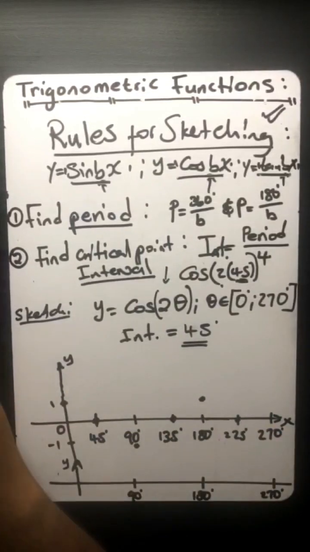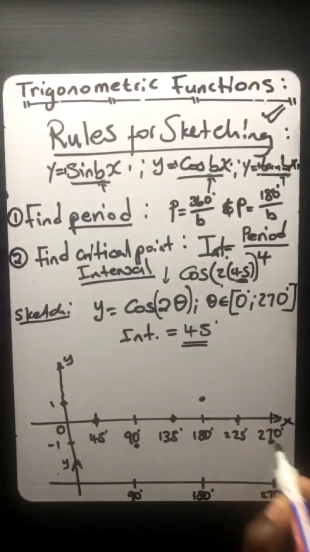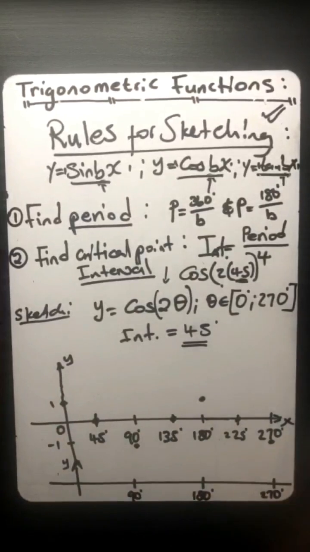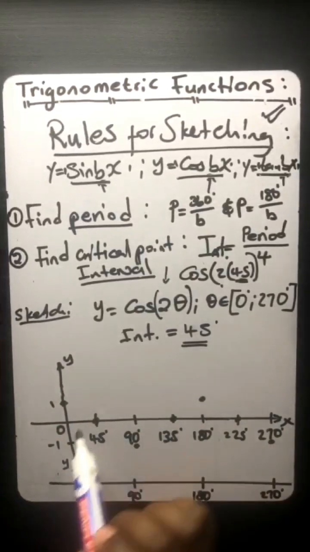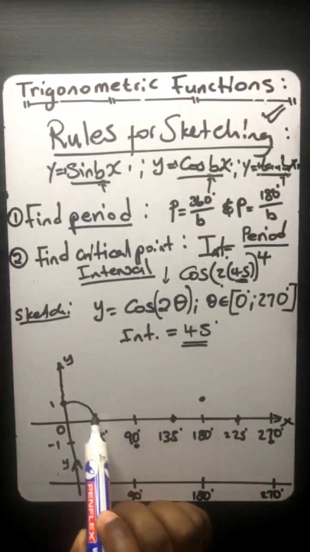I'm already seeing the pattern now. It might be -1. Let's see, 270. I'm getting -1. Yes. So can you see? You can now connect the dots. So let's see. That means you start from there and then you do that.